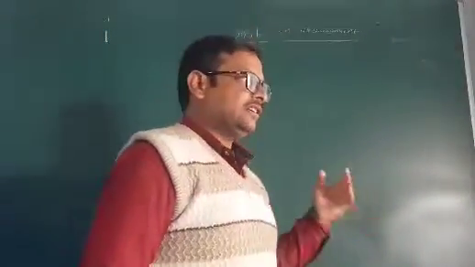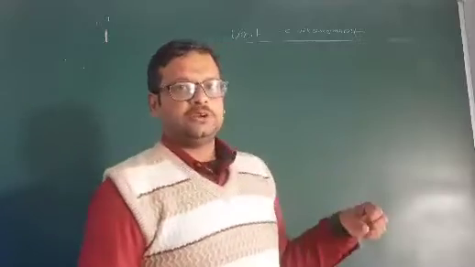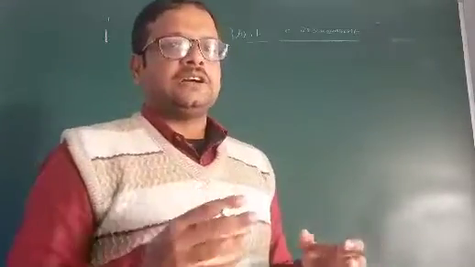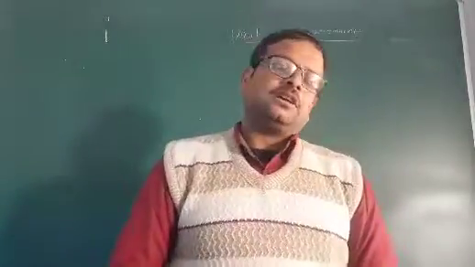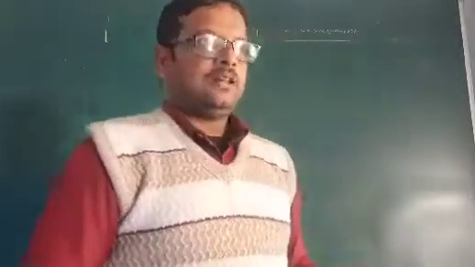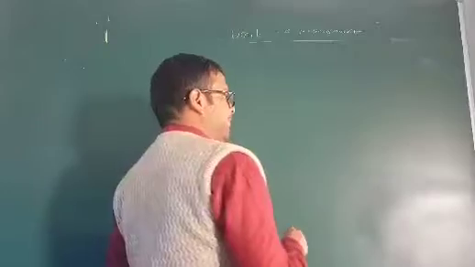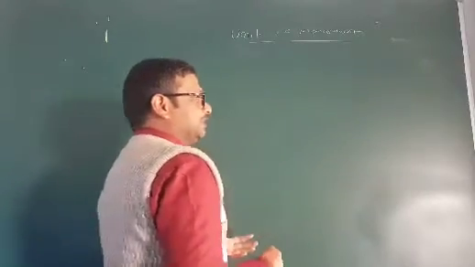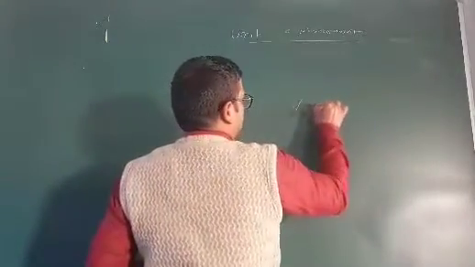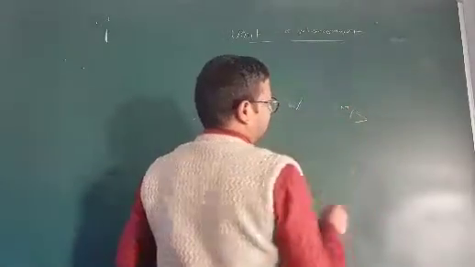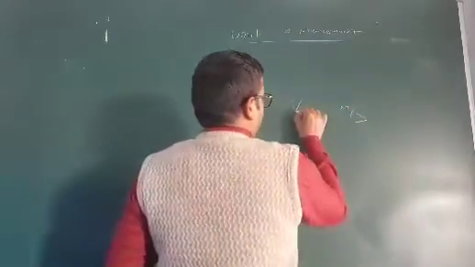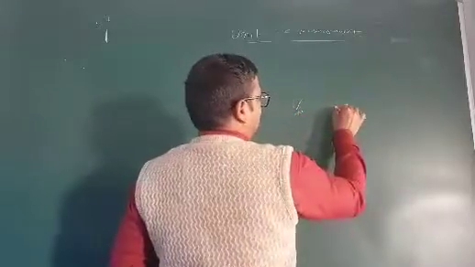And the derived unit, what is the derived unit? The unit which can be derived with the help of the fundamental units is called the derived unit. For example, the unit of velocity is meter per second. So the unit of velocity is made by two units.